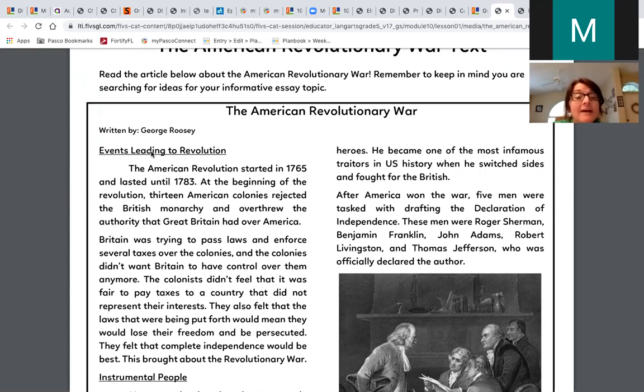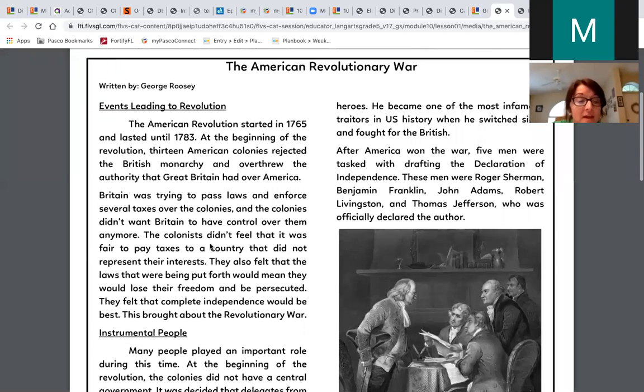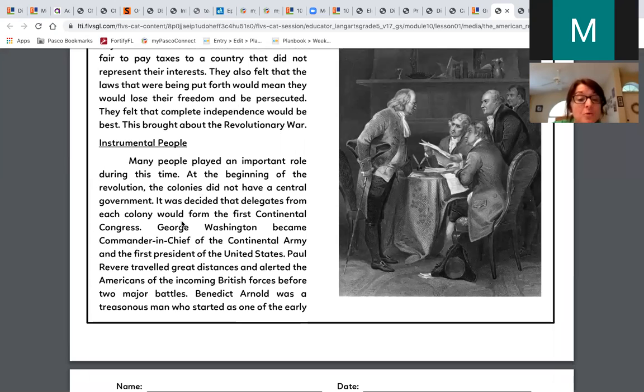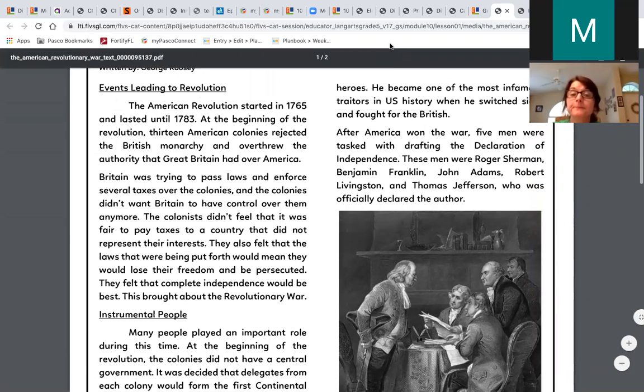Here, they're going to talk about events leading to the revolution, instrumental people. So they're going to talk not only about George Washington, but they do mention Paul Revere and how he traveled great distances and alerted the Americans of the incoming British forces before two major battles. So if you're thinking about an important person that you want to write about other than George Washington, you might want to use some important information there. Okay, and that text continues up here.